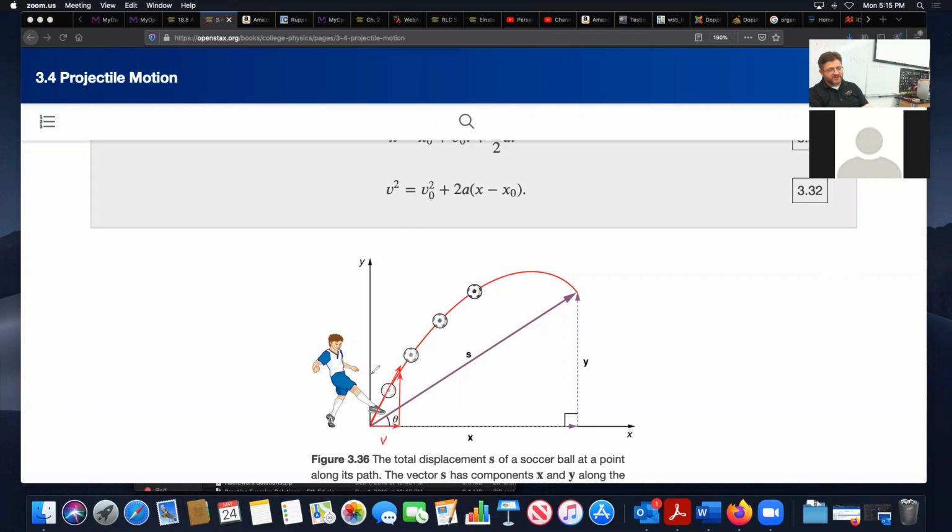You have a velocity vector here. You have velocity in the x direction here. You have velocity in the y direction here. And these are all initials. So this is a v naught. This is vy naught.